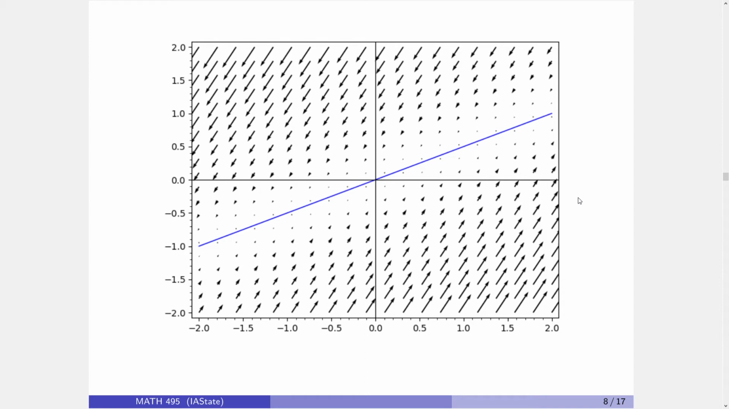So that was the case of the determinant being negative. Here's the case where the determinant is zero, and as we see, there's a whole line of fixed points. And depending on how the equations are set up, if you're above or below, you're going to either follow the line up or follow the line down.